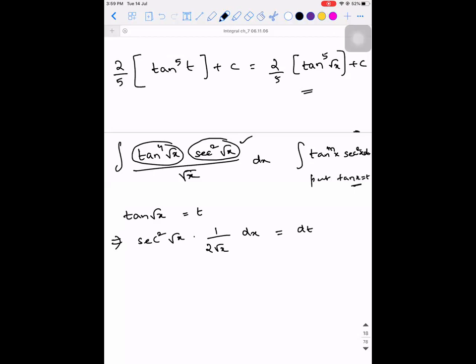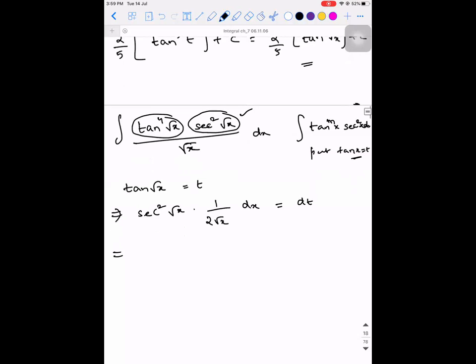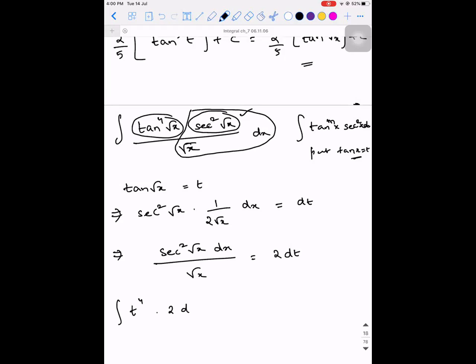So this will come out like this: secant square root x into dx divided by root x is equal to 2 dt. Is it clear? What I have done here is called secant square root x divided by root x dx as 2 dt. Then the question gets transformed to the integral of t power 4 into 2 dt.